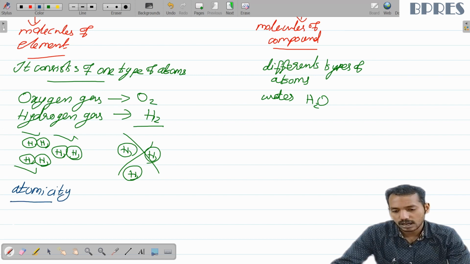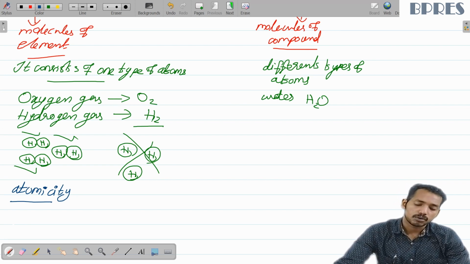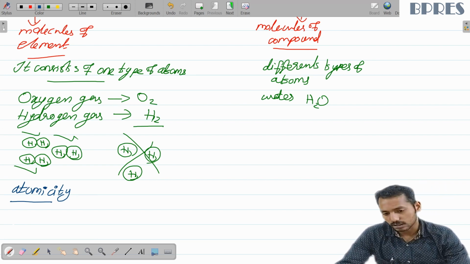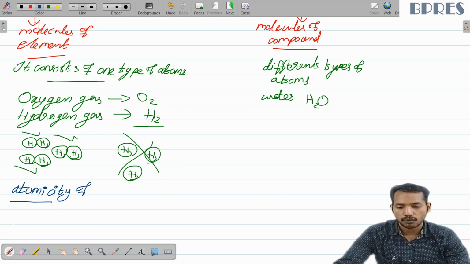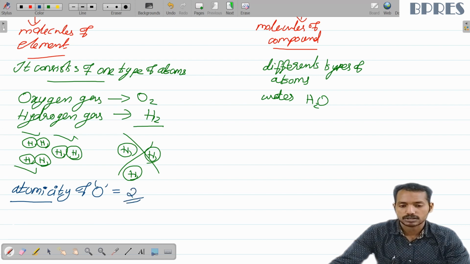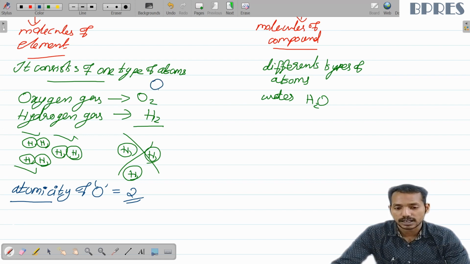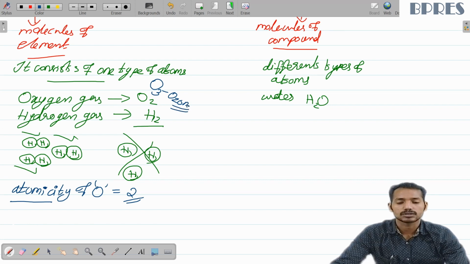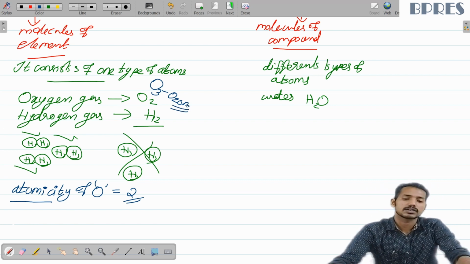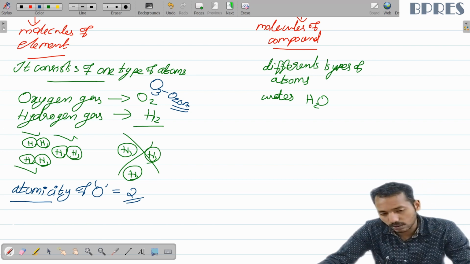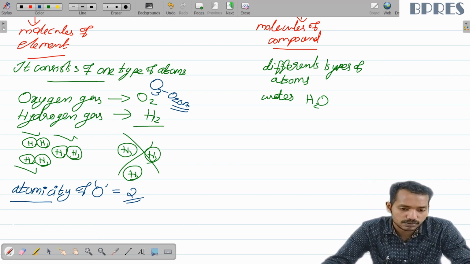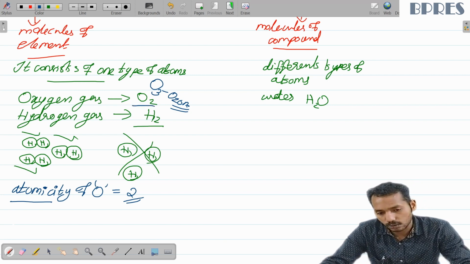So we can say that the atomicity of elements is the number of atoms in a molecule of an element. So atomicity of oxygen will be 2 because there are 2 oxygen atoms in the oxygen molecule. But sometimes oxygen possesses a special type of molecule, that is O3, which we call ozone. The ozone layer consists of the oxygen molecule as O3. That is a special case. But generally the atmospheric oxygen exists as O2.